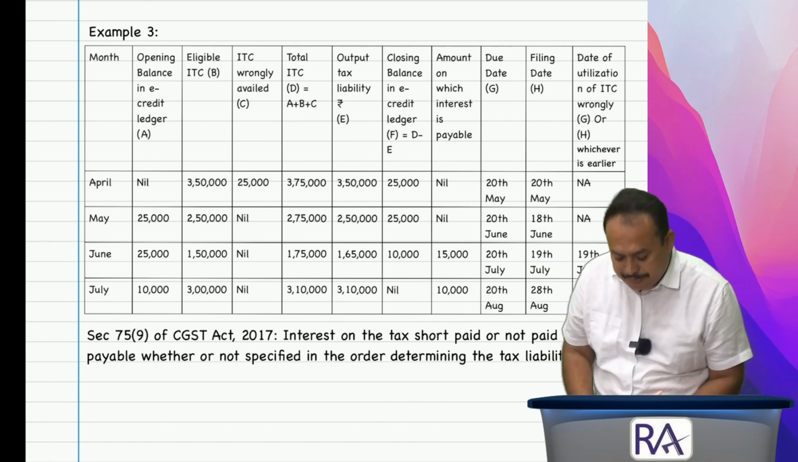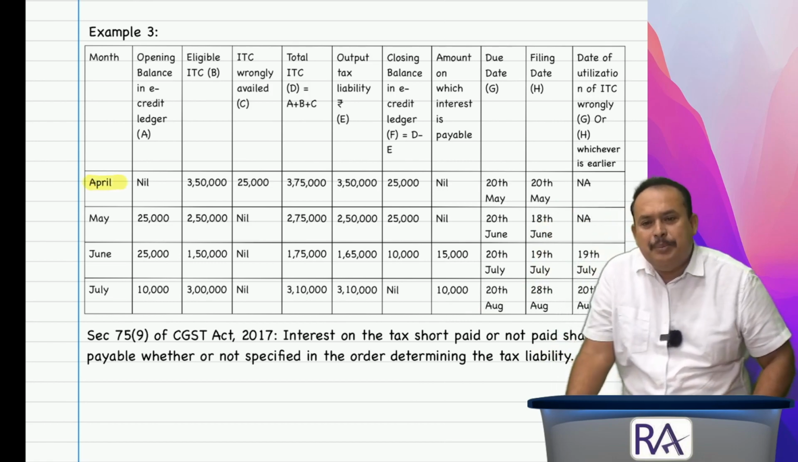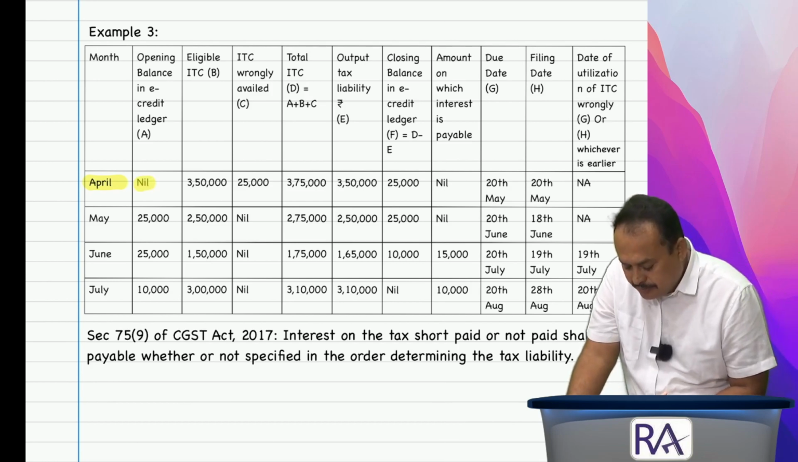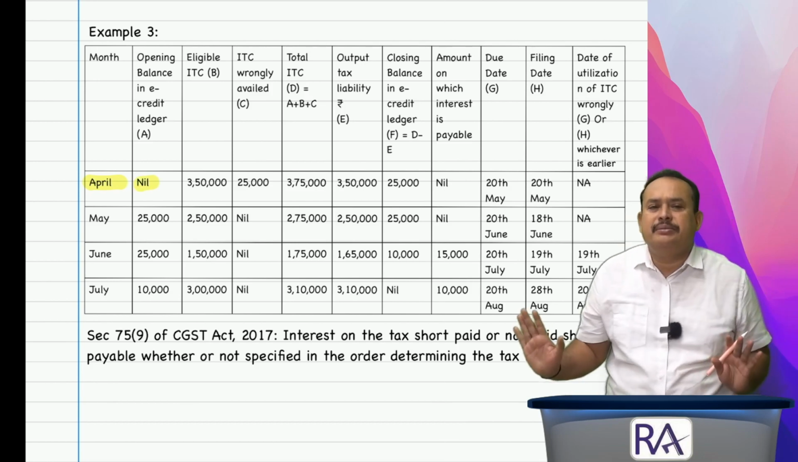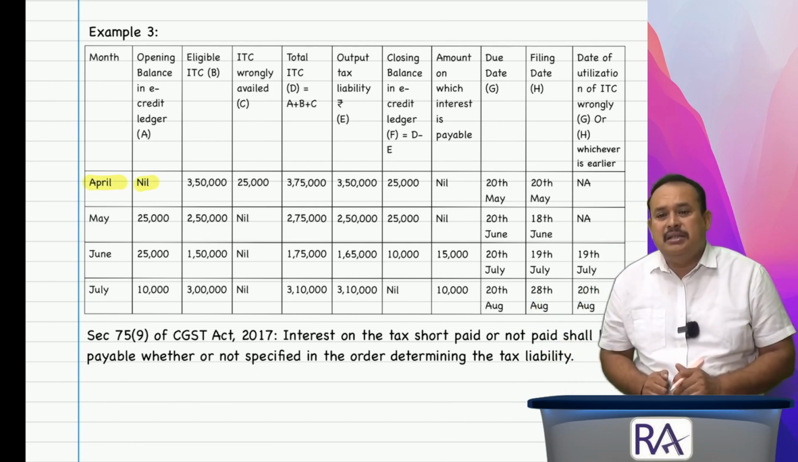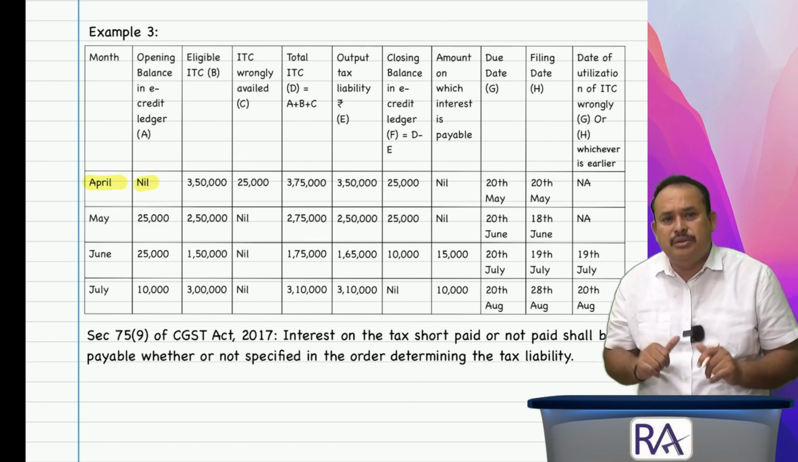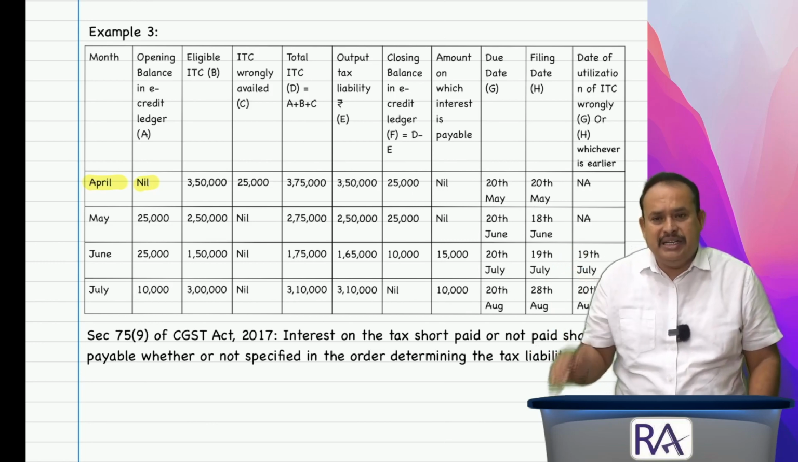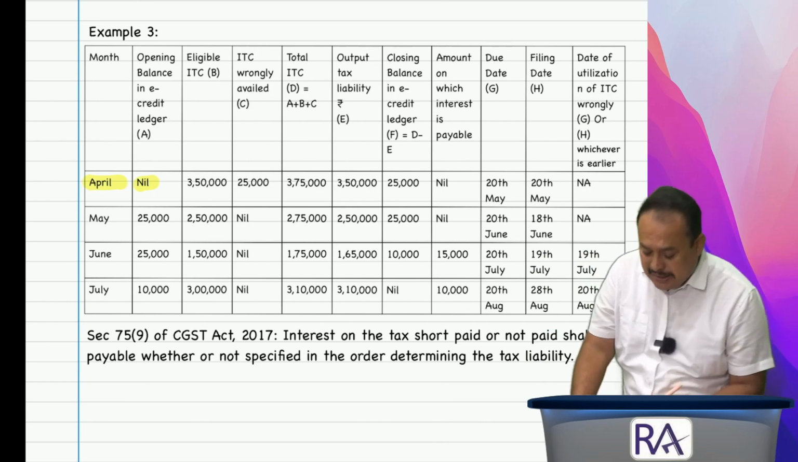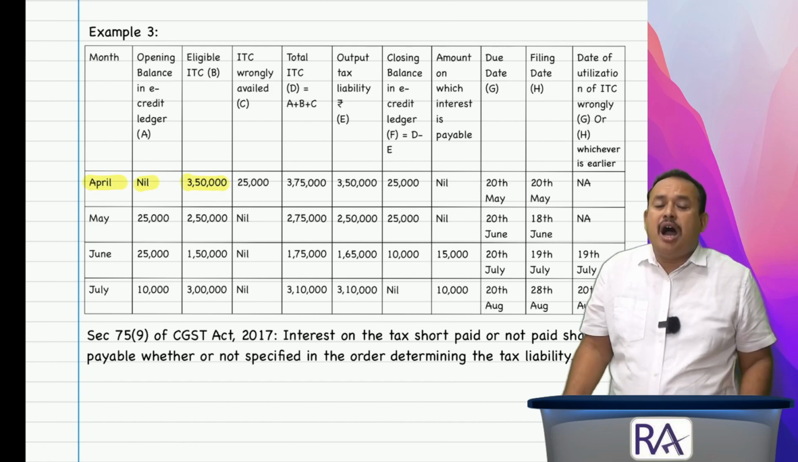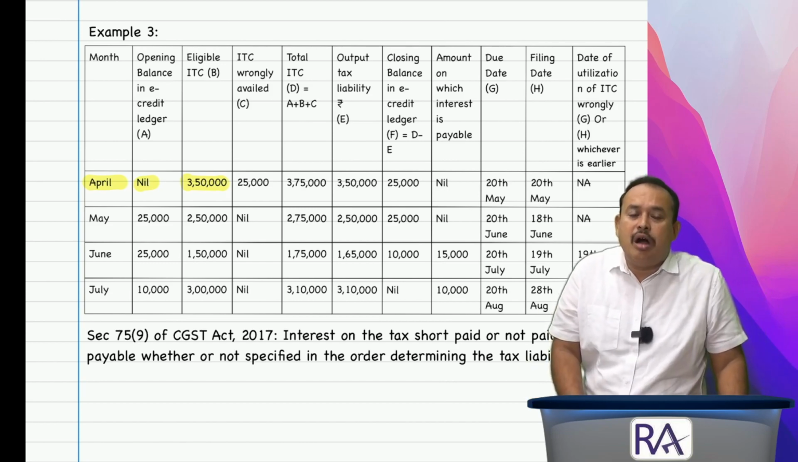Take the April month first. In that April month, I have an opening balance in my electronic credit ledger of nil. No opening balance. During that April month, I procured some goods or services. I am a regular taxpayer eligible to avail input tax credit. My eligible input tax credit here is 3,50,000 in the electronic credit ledger. Eligible credit. Not eligible credit, ITC wrongly availed.